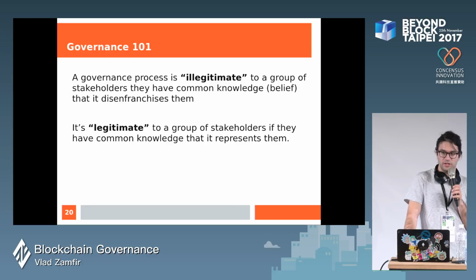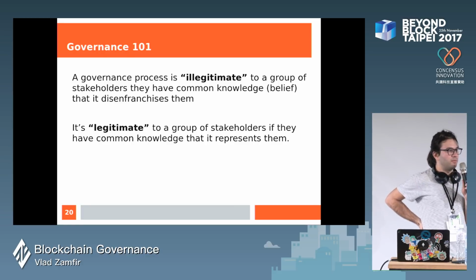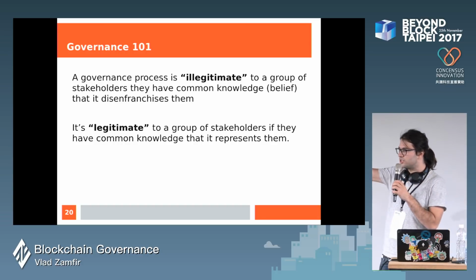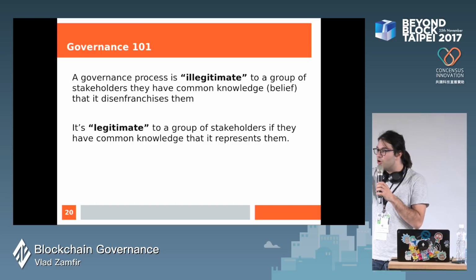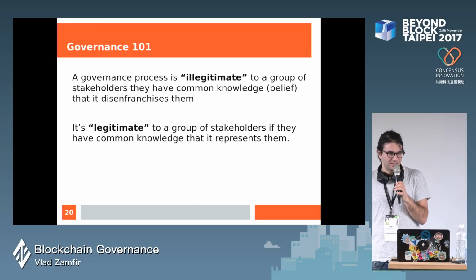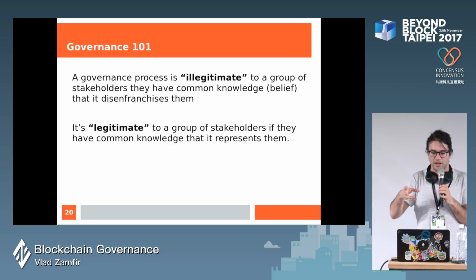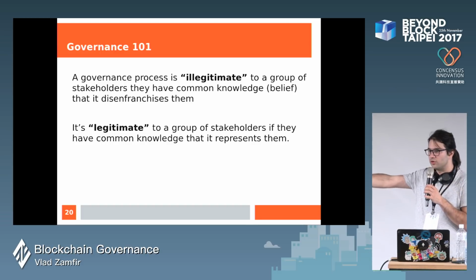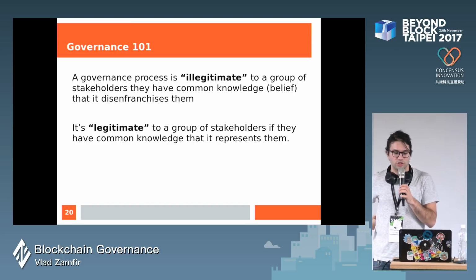A process is called illegitimate for a group of stakeholders if they have common knowledge that it disenfranchises them. So if you and all your friends know that the process sucks, and you know that each other know it, and you know that each other know it, and you all regard it as a fact, then we call that governance process illegitimate to at least your group of stakeholders. And it's called legitimate otherwise.